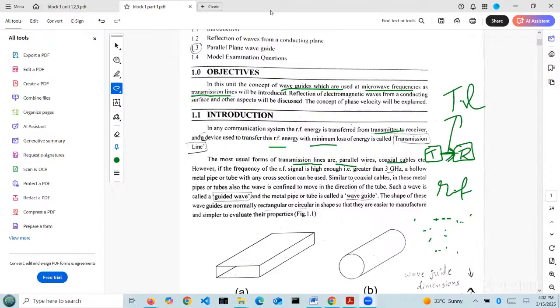In general, what is the meaning of parallel transfer and sequential transfer? Suppose here I have a transmitter, and on the other side I have a receiver. 8 bits of data are transmitted using 8 lines. So this is transmission of data in parallel. This is called the parallel mode of transmission.